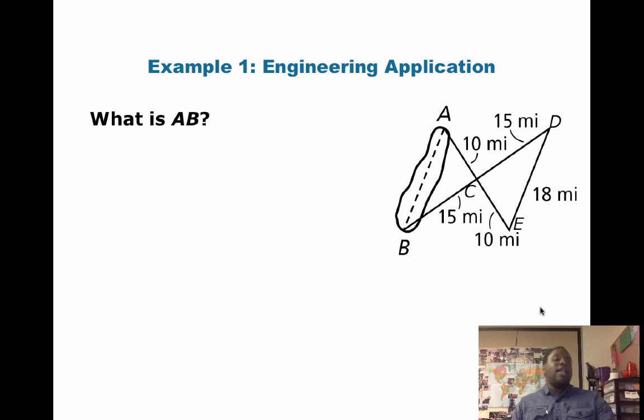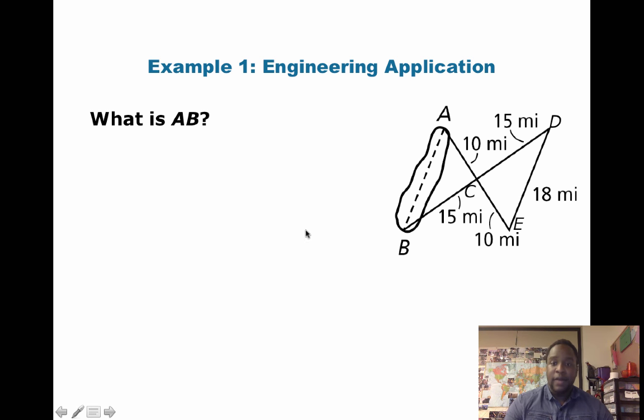So let's take a look at an engineering application. We have a landmass or body of water that it's hard to find a direct measurement of. But what we can do is draw lines, or have a rope that goes out in a crisscrossing fashion to figure out how long segment AB is, or how long this distance of the body of water is.